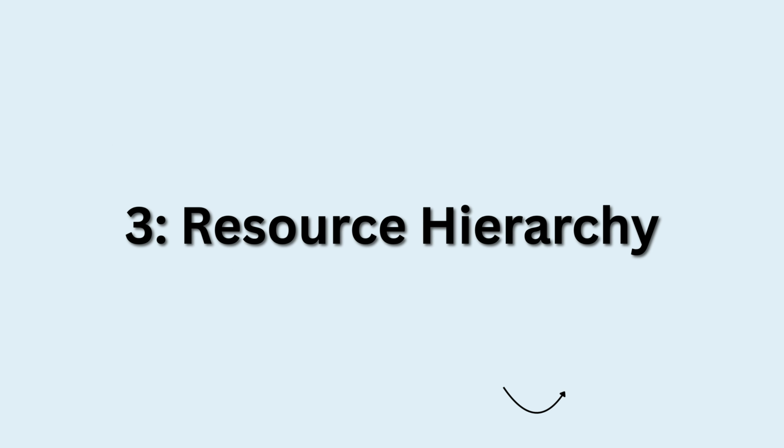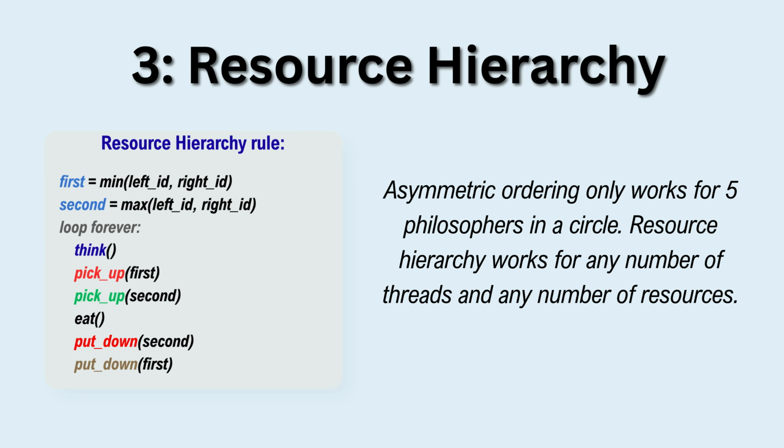The third solution, resource hierarchy. Assign a number to every fork and always acquire the lower numbered fork first. This is the generalized version of asymmetric ordering. Asymmetric ordering works for this specific circular setup with 5 philosophers. Resource hierarchy works for any number of threads and any number of resources.